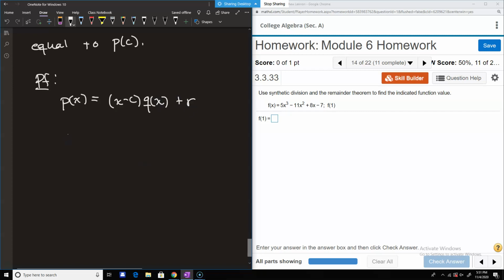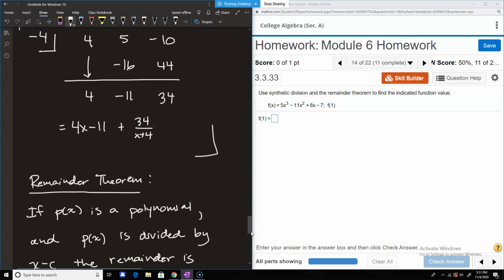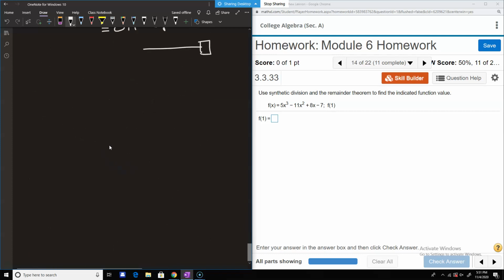So what happens if you plug in c? P of c would be c minus c times Q of c plus your remainder number. Well, c minus c is 0. So this is just equal to 0 plus R, which is equal to R. So our remainder is equal to P of c. So that's it. Pretty easy proof. But again, this allows us to do more synthetic division. And synthetic division is fast and easy, so we like it.